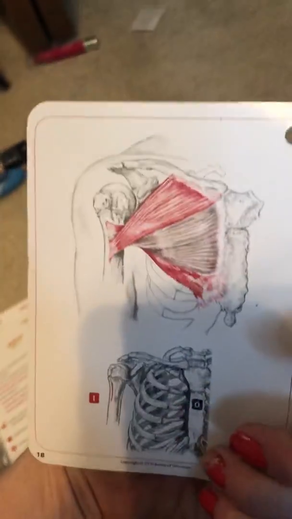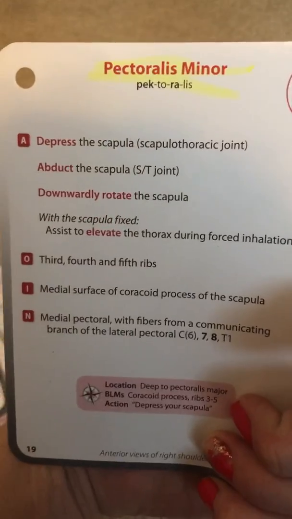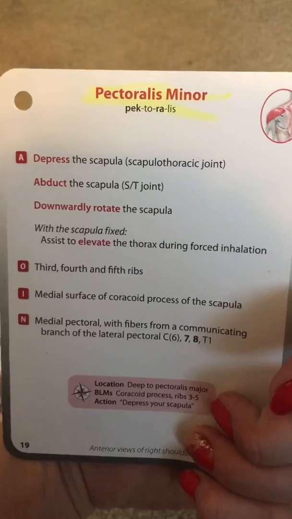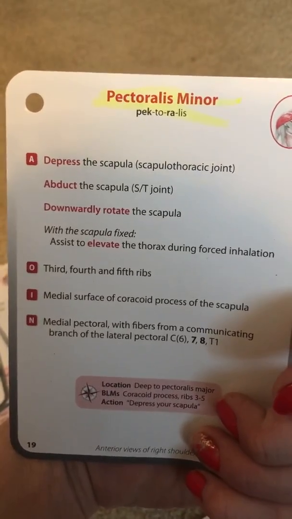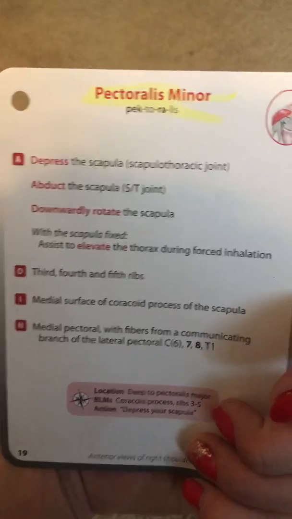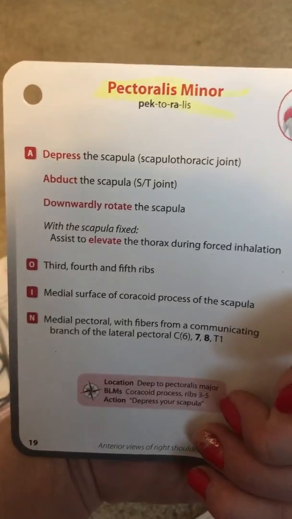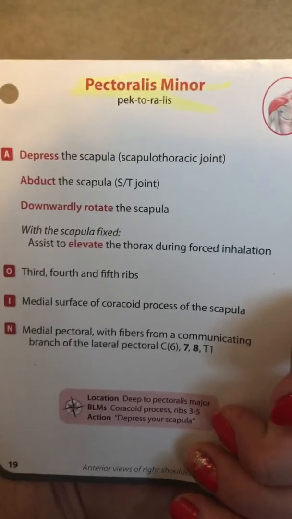This is pectoralis major. Pectoralis minor, depress scapula, abduct scapula, downwardly rotate scapula. Origin, 3rd, 4th, and 5th ribs. Insertion, medial surface of coracoid process of scapula. Nerve supply, medial pectoral with fibers from a communicating branch of lateral pectoral.